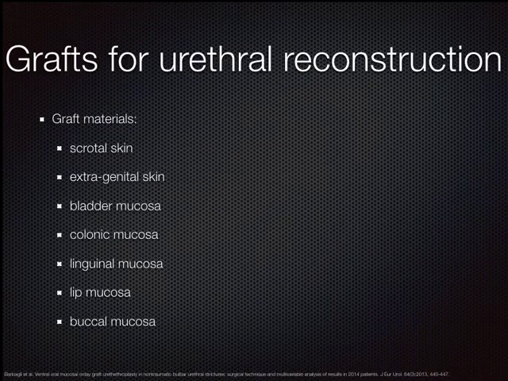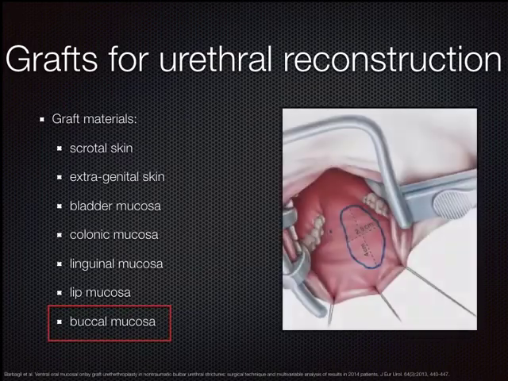So now to talk about grafts. Throughout the evolution of substitution urethroplasty, many different graft materials have been used, including scrotal skin, extragenital skin, even bladder mucosa, colonic mucosa, lip and lingual mucosa, and of course buccal mucosa. These grafts are now used almost exclusively and are considered the gold standard for graft reconstruction in the urethra.